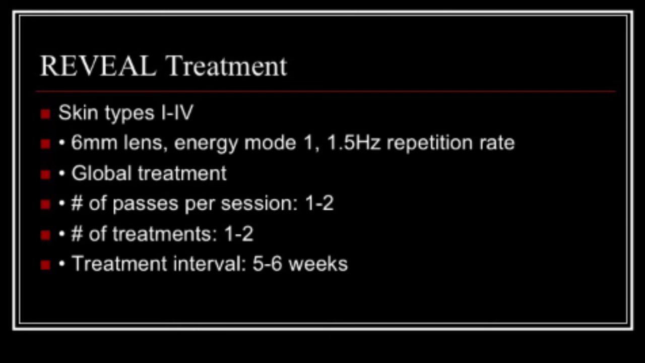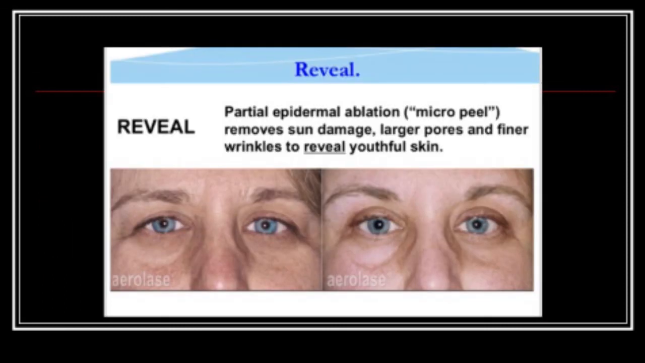Reveal, again, is skin type 1 through 4. You could use 6 millimeter lens, and the energy mode is 1.5 hertz. You do global treatment, number of passes per session 1 to 2, number of treatments 1 to 2, treatment interval 4 to 6 weeks. Again, depending upon the patient's need, it could be more number of treatments or less number of treatments, more number of passes or less number of passes. Here's a case.